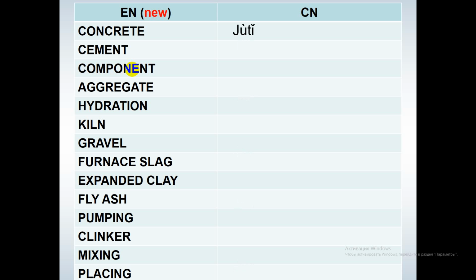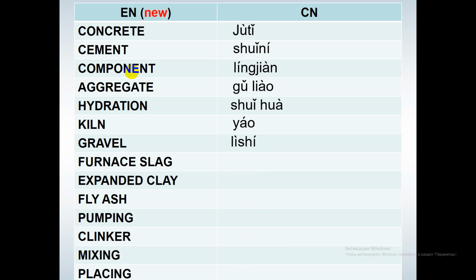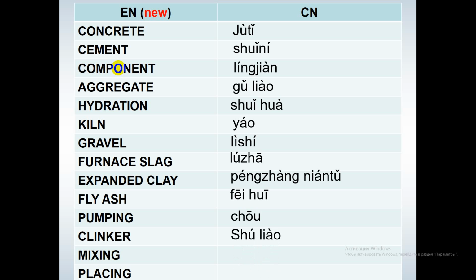concrete, cement, component, aggregate, hydration, kiln, gravel, furnace slag, expanded clay, fly ash, pumping, clinker, mixing, placing.